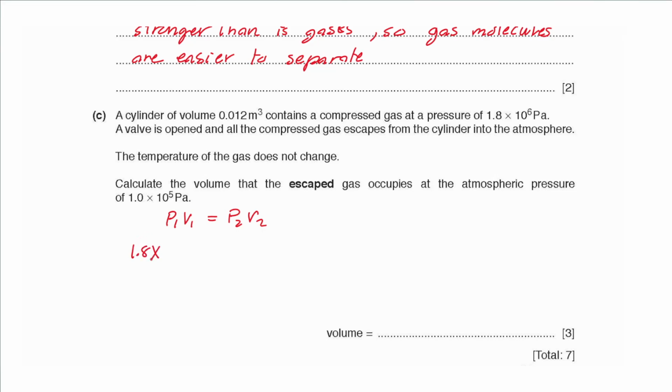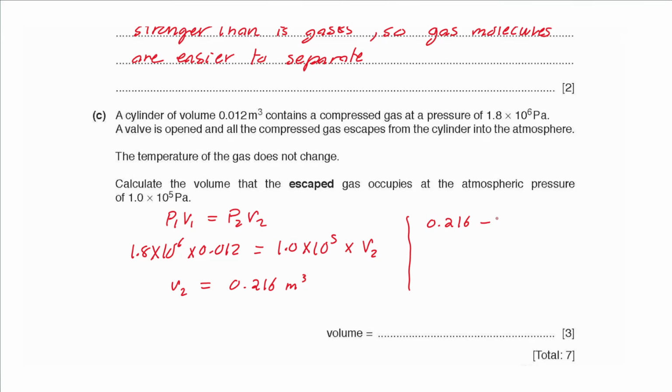We have 1.8 times 10 to the power of 6 multiplied by 0.012 is equal to the new pressure 1.0 times 10 to the power of 5 multiplied by the new volume V2. And then we can get V2 by dividing the left-hand side by 1 times 10 to the power of 5. That gives a volume of 0.216 meter cubed. But that is the volume of the escaped gas and the gas still inside the cylinder. To get the volume of the escaped gas alone, we subtract the volume of the gas that is still inside the cylinder, which has the volume of the cylinder, 0.012 meter cubed. That gives an answer of 0.21 meter cubed.